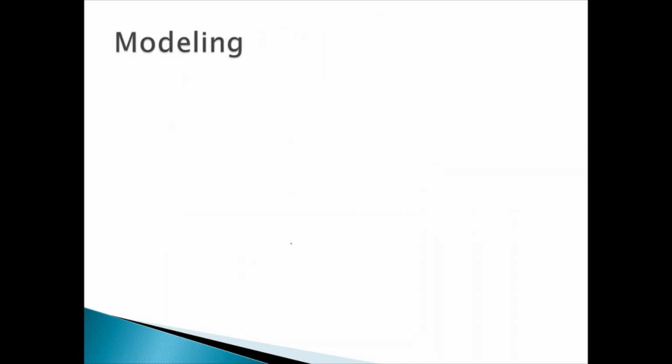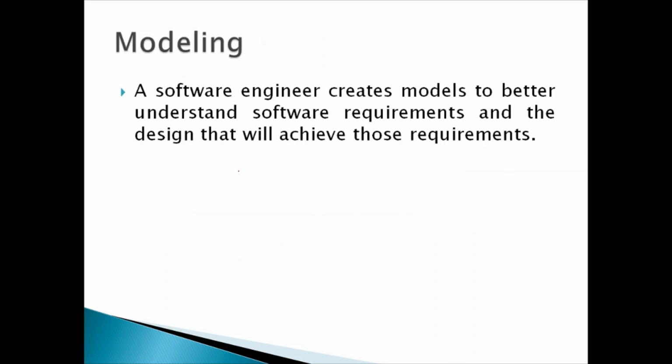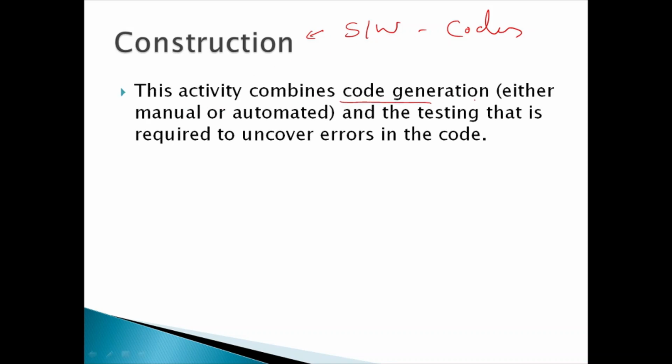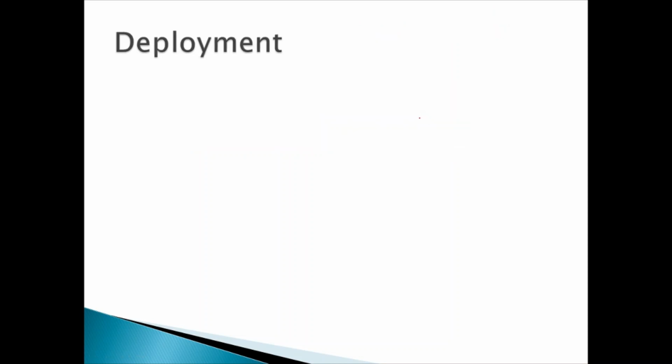Okay. Next activity is modeling. So what exactly does it mean? A software engineer creates models to better understand software requirements and the design that will achieve those requirements. In this phase, a model is being created. Construction. So construction, if we talk about software, we are talking about code. Okay. So this activity combines code generation, either manual or automated, and the testing that is required to uncover errors in the code.